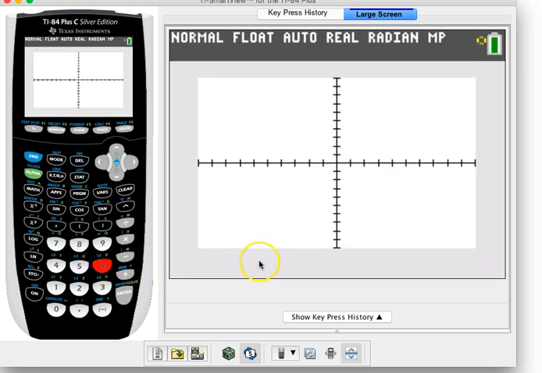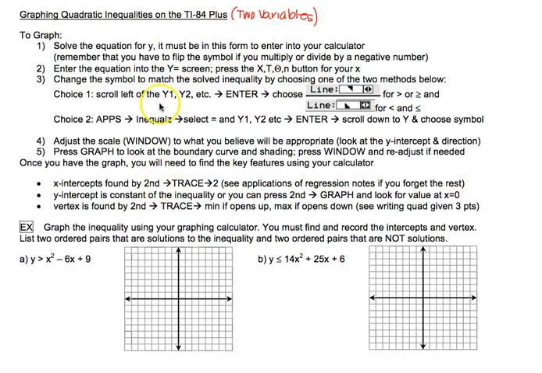I have a feeling I had a really big window from some word problems. But there we can see a pretty good picture. We can see the y-intercept, we can see the x-intercept, we can see the vertex, we can see the shape. So that looks pretty good. Okay, now, because right now it's just an equation, we need to change the symbol to match the solved inequality.